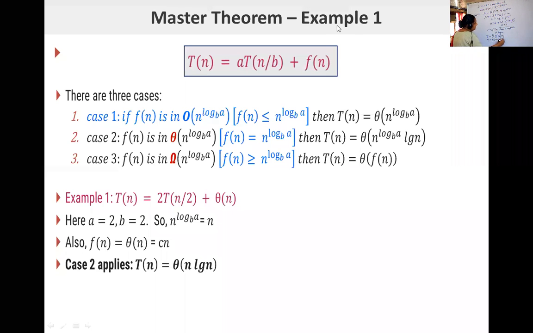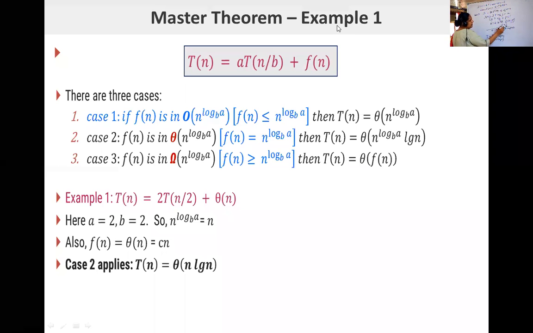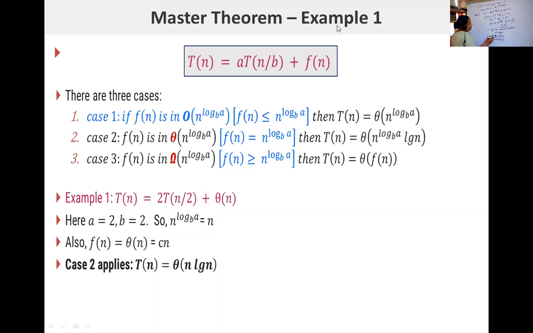Is it clear? I think nothing is tough. Equating, a is equal to 2, b is equal to 2, f(n) is equal to n raised to power d, and we have n raised to power 1, so it implies d value is 1. And the statement says it will be theta of n raised to power d log n. So theta of n raised to power 1 log n gives me theta of n log n. Is it okay?